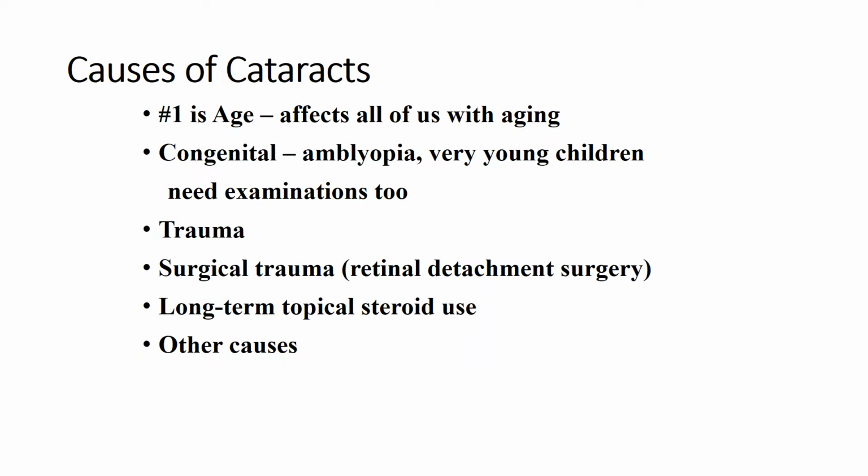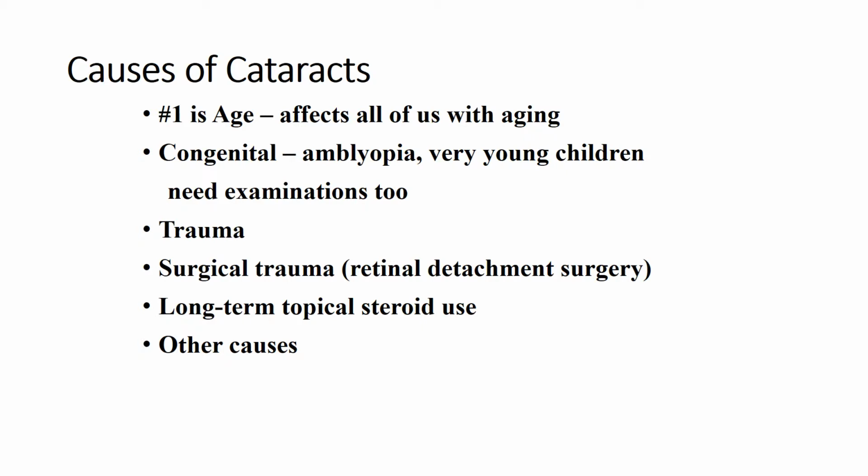So what are the causes of cataract? Well, the number one cause is age. It affects all of us with aging. People, of course, know that the UV light from the sun is a big cause of that. Our lens is a light green color when we're little. Just like a banana, it goes from greenish to yellow to a darkish brownish.